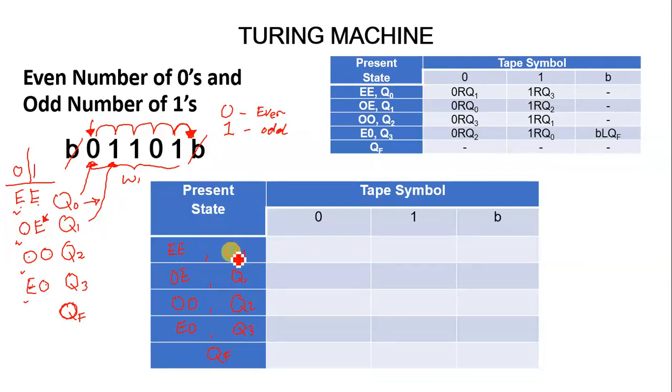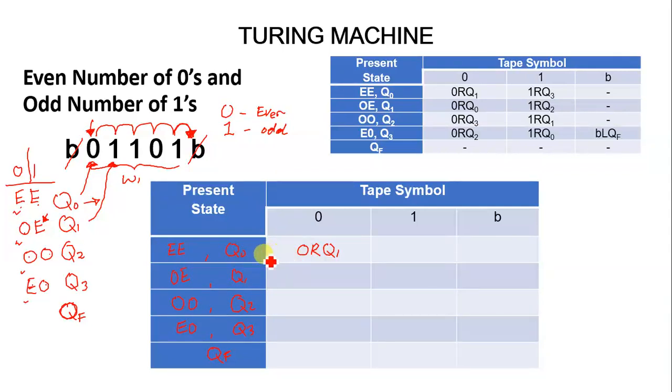So at Q0, we read symbol 0, we do not change this symbol, and we move right. Then we will move to state Q1, because this even number of 0s changes to an odd number of 0s once we read 0.